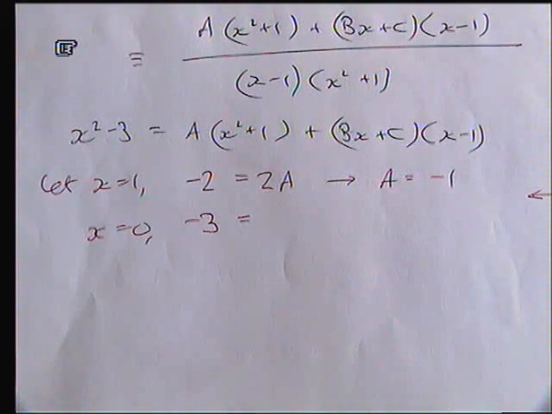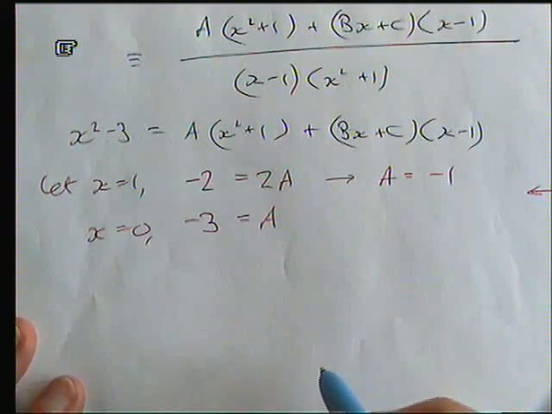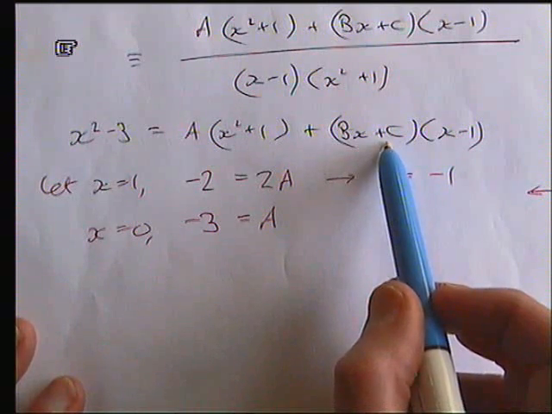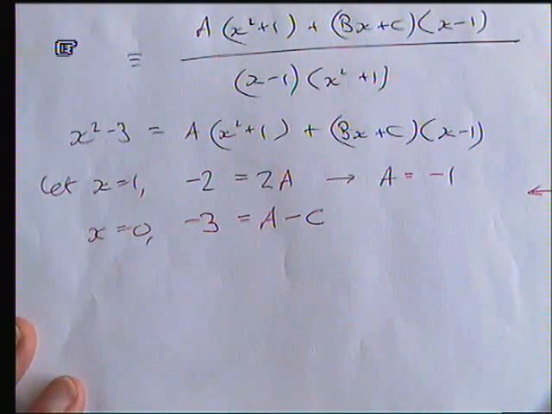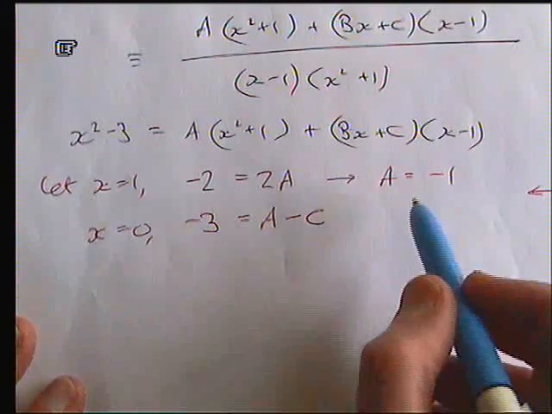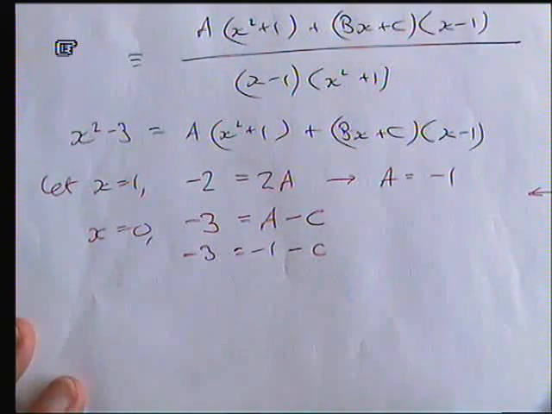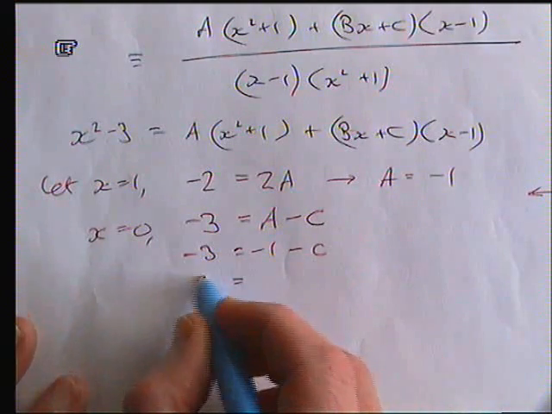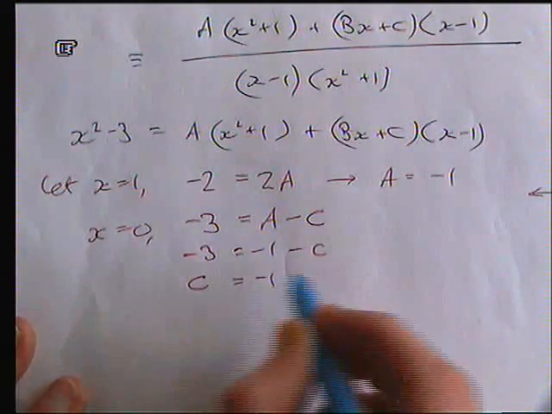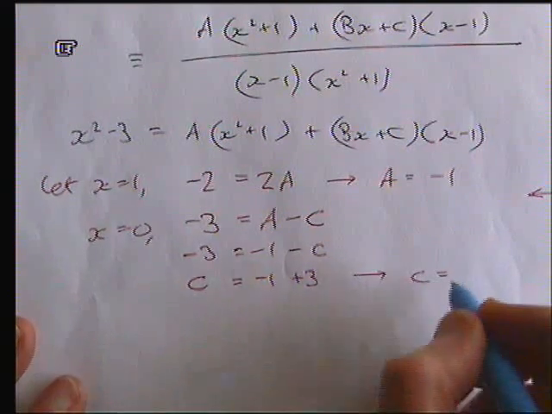And on the right-hand side, if the x's are 0, that's just 1a. If the x's are 0, this bracket is just c. That bracket is just minus 1. Times those together, I get minus c. But I already know what a is. Last lesson I knew that a was minus 1. So if I just put that in there, if I shove things around, if I move the minus c onto the other side, it becomes a plus c. Move the minus 3 on the other side, it becomes a plus 3. Hey presto, I now know that c is equal to 2.